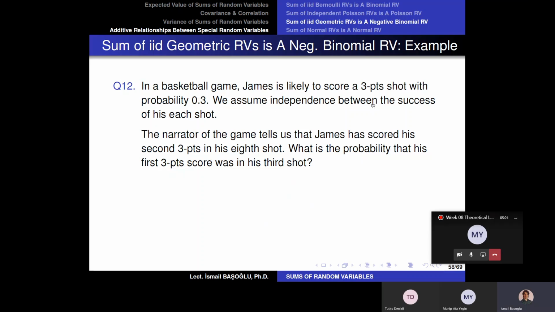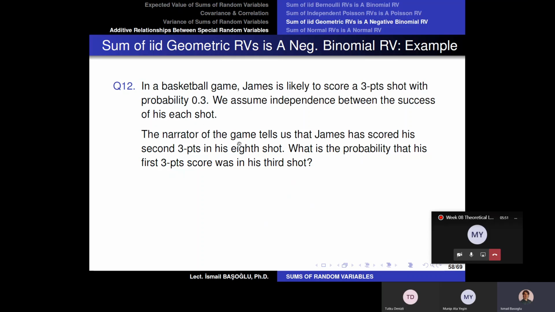We assume independence between the success of each of his shots. So at every trial, the probabilities are going to be the same, and he does not lose motivation because he misses his earlier shots, or gain encouragement because he succeeds in his previous shots. Every shot that he tries to score is going to be independent from the others.